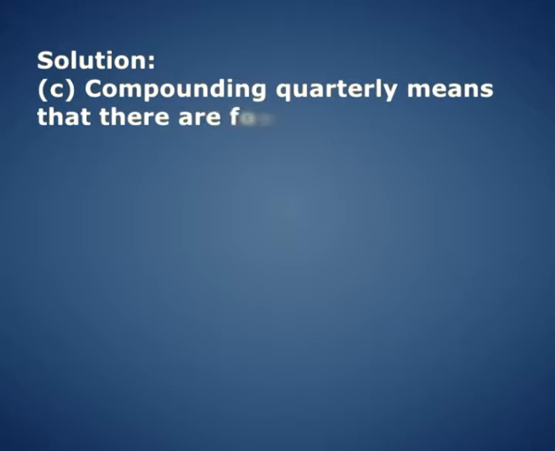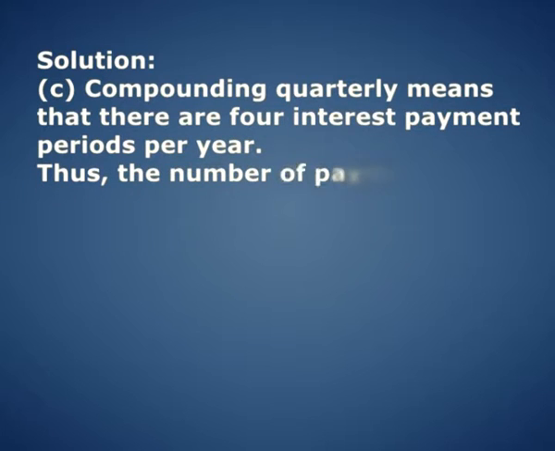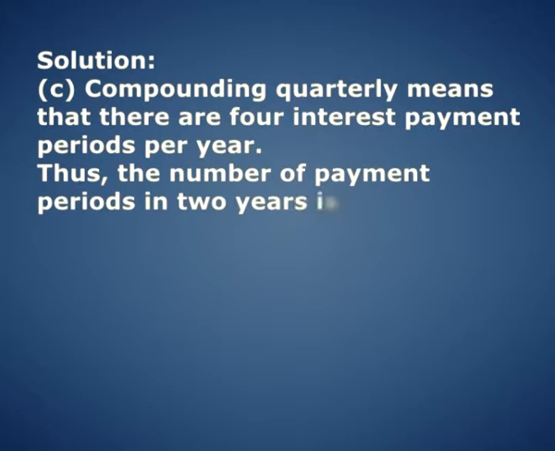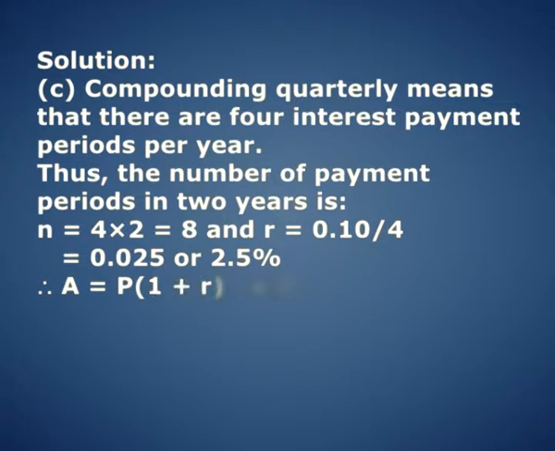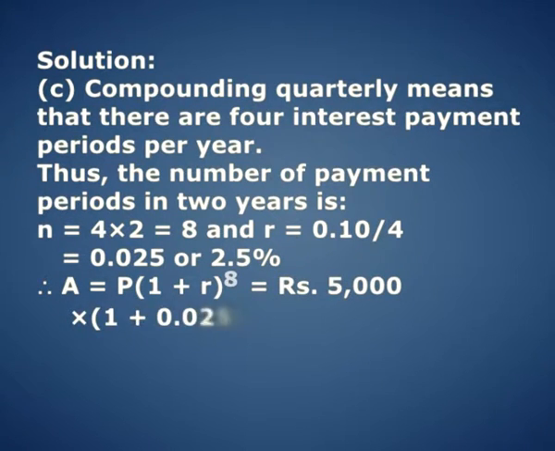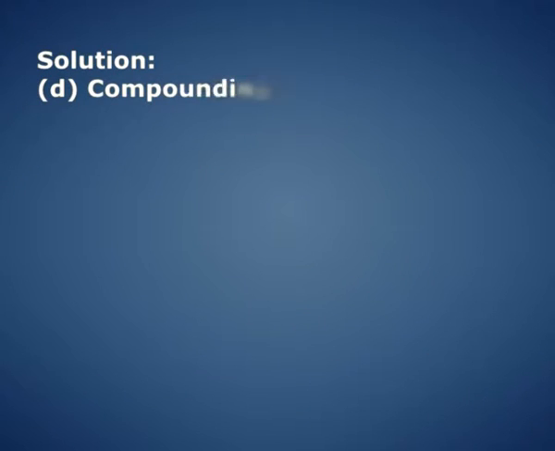Now let's come to the third part. Compounding quarterly means that there are 4 interest payment periods per year. Thus the number of payment periods in 2 years is n equals 4 into 2, that is equal to 8, and r is equal to 0.10 divided by 4, which is equal to 0.025 or 2.5%. Therefore, the amount can be calculated as P times 1 plus r to the power 8. So that is equal to rupees 5,000 into 1 plus 0.025 to the power 8. So that gives us 5,000 into 1.025 to the power 8, which is equal to rupees 5,000 into 1.2184, which is equal to 6092.